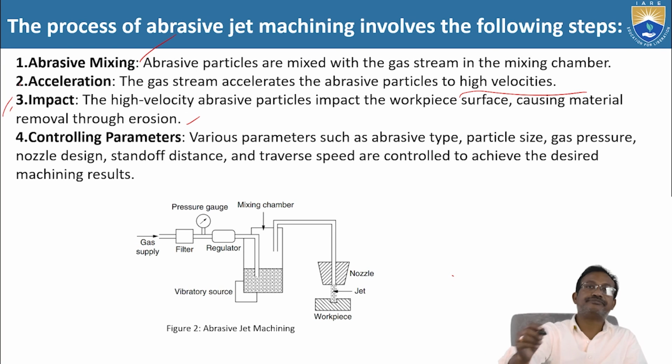Next, impact. The high velocity abrasive particles impact the work surface, causing material removal through erosion. Fourth one, controlling parameters. Various parameters such as abrasive type, particle size, gas pressure, nozzle design, standoff distance, and traverse speed are controlled to achieve the desired machining results.